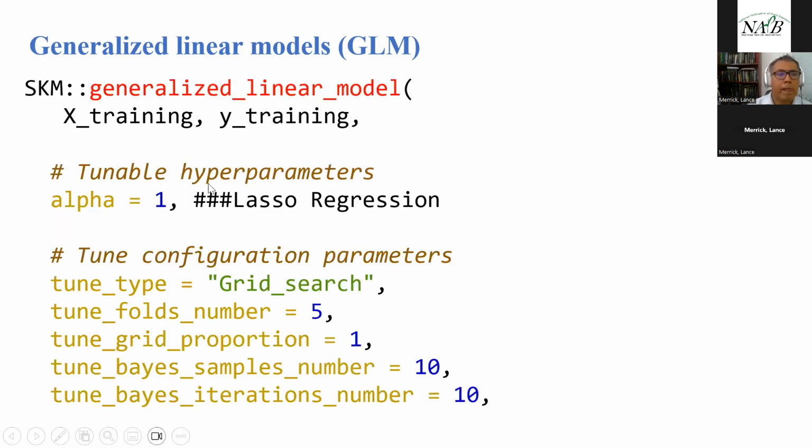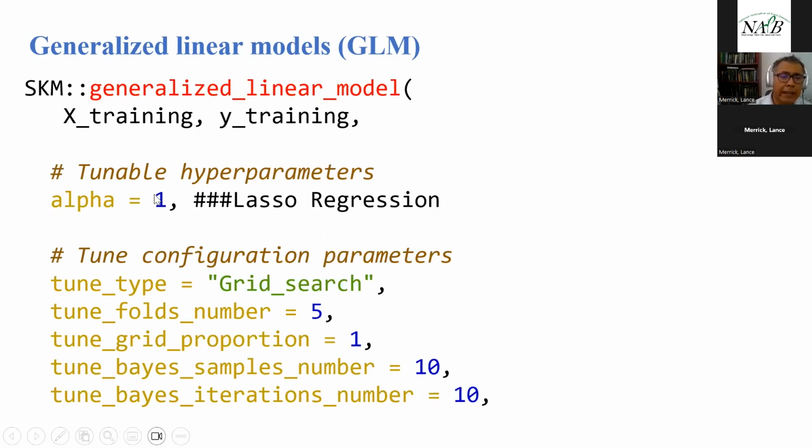For example, this is the function for implementing generalized linear models. You can put the X training and the Y training. And here, if you put alpha equal to 1, you will implement lasso regression. If you put alpha equal to 0, you implement ridge regression. And if you put alpha between 0 and 1, you implement elastic net regression.